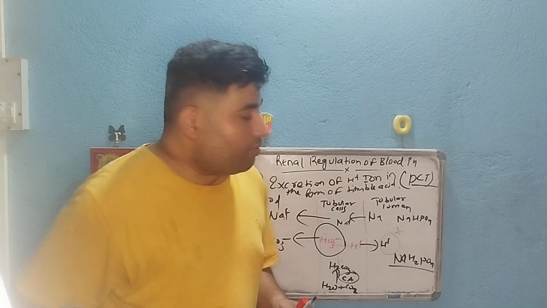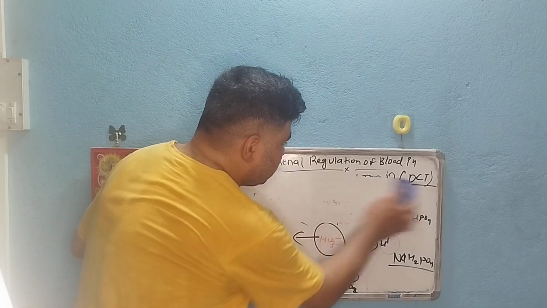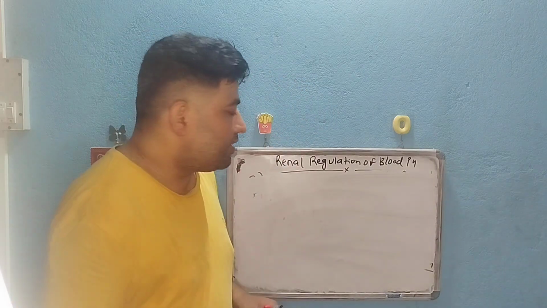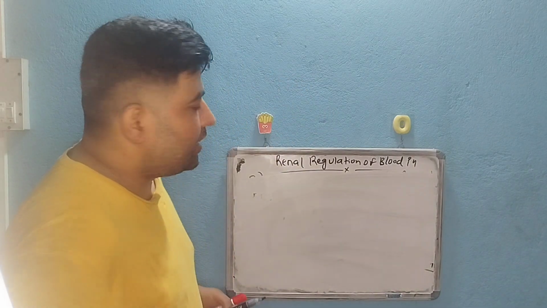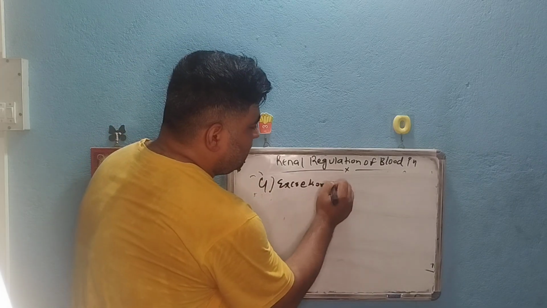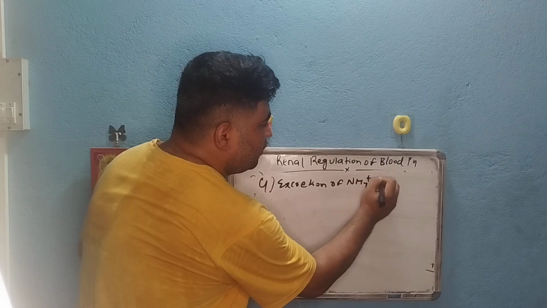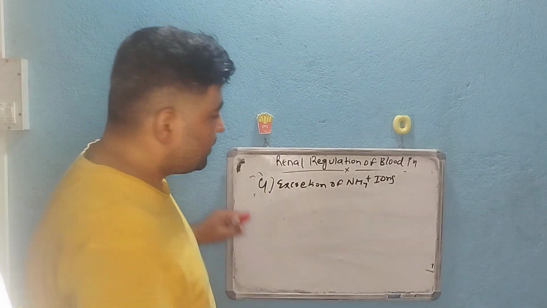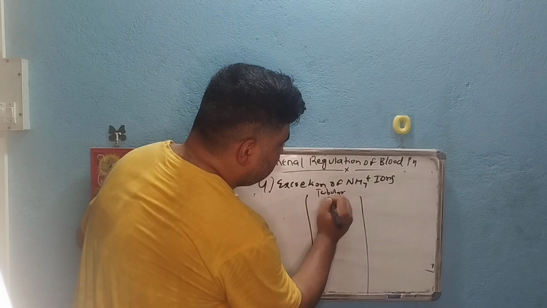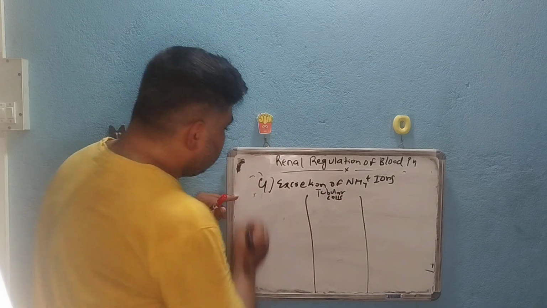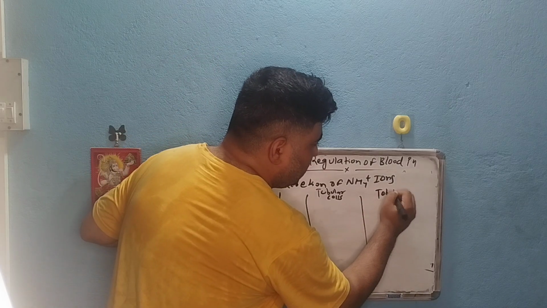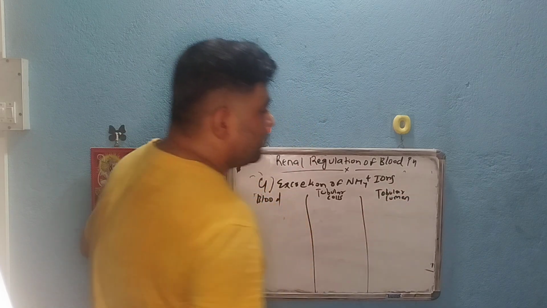Now the next process that happens is the excretion of H plus ions in the form of ammonium ions. Again, this is the tubular cells, this is the blood stream and this is the tubular lumen.